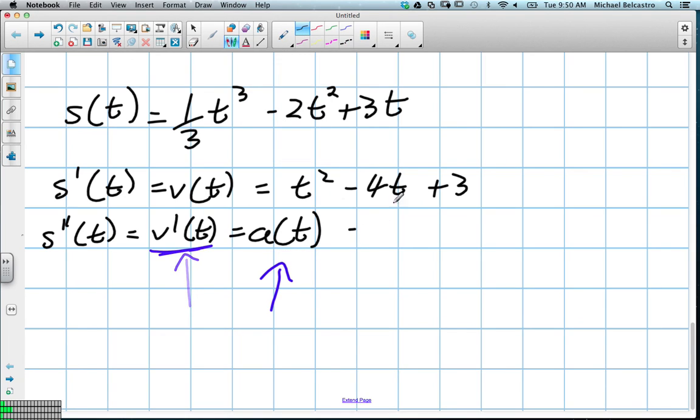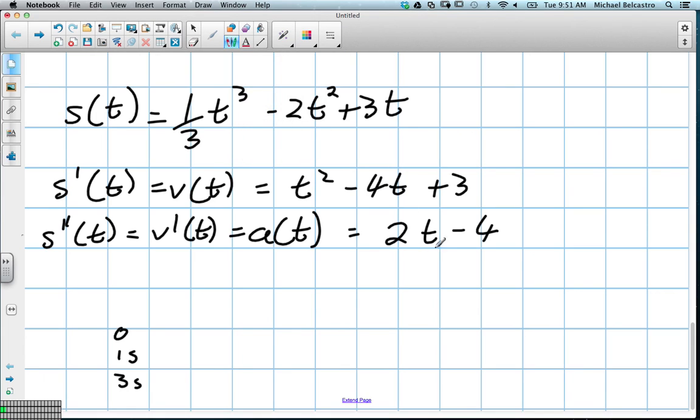When we derive this function again, we get 2t minus 4. So this is giving us our acceleration in terms of time. Remember, we had some key points. We know we started at 0, and the times of 1 second and 3 seconds were important to us. What we're going to do is plug in these values to see what's happening at those specific times.